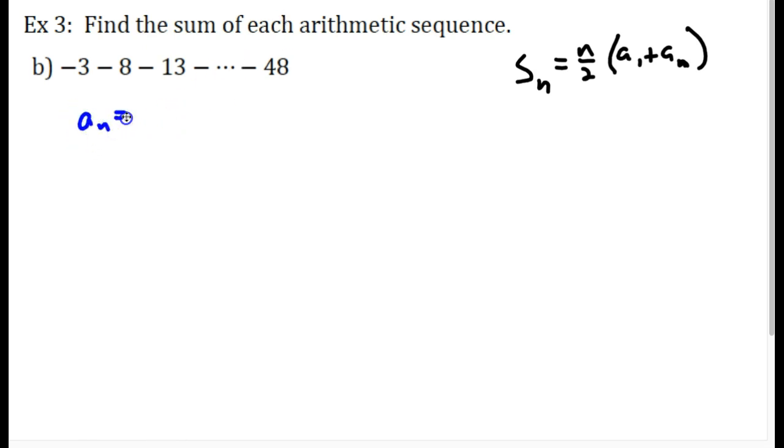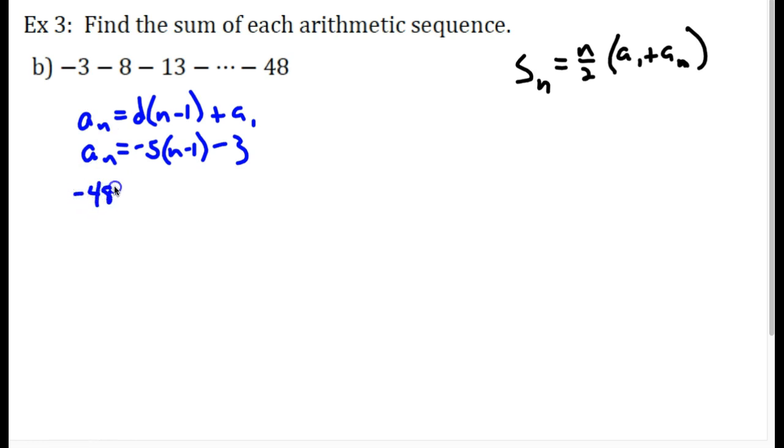I need to do a sub n equals d times n minus 1 plus a sub 1. So from this, I can see that my common difference is going to be -5. Right? I'm subtracting 5 every time. So I can write my rule as a sub n equals -5 times n minus 1, then plus a sub 1, which would just be -3. So now what I want to do is figure out, well, what term is -48? So to do that, I'm going to plug -48 in for a sub n, and then solve for n.